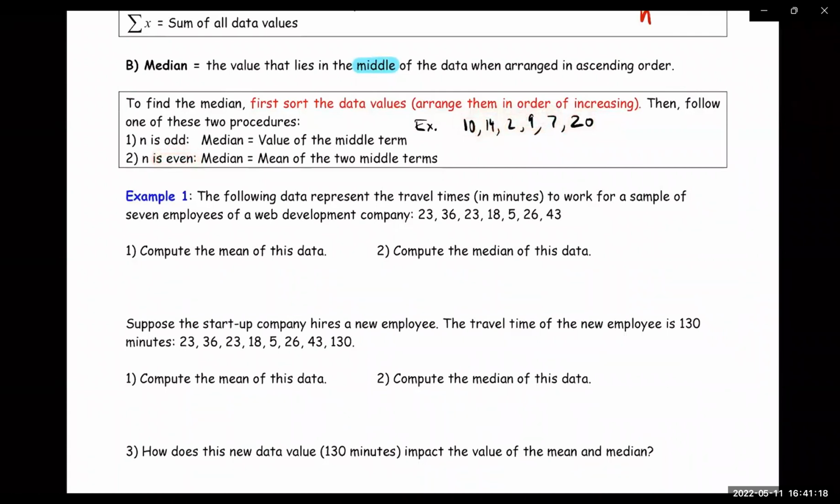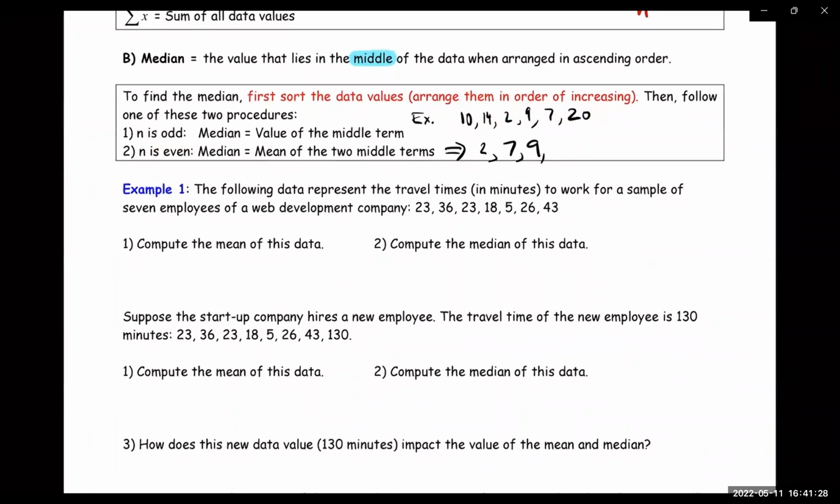Yeah. So first thing you have to do is write them from smallest to largest. So that would be 2, 7, 9, 10, 14, and then 20, right? Yeah, so that's from smallest to largest. And then you take the 2 that are in the middle, that would be these 2.